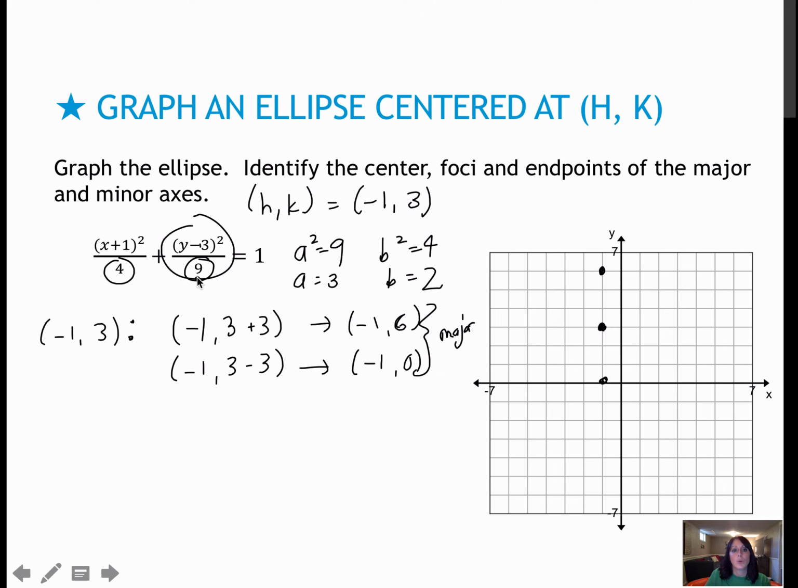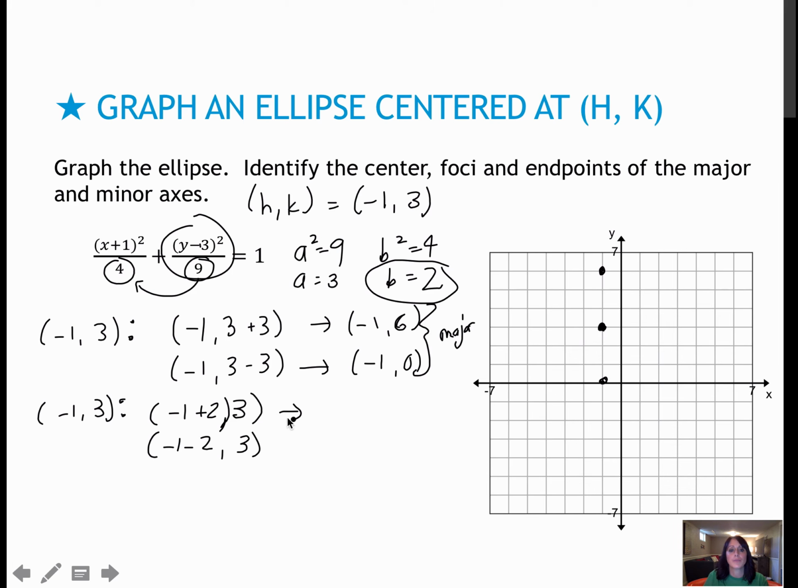For the minor, we would now look at the x value. So we would change the x value by b. So my -1, 3 is now -1 plus 2, comma 3, and -1 minus 2, comma 3. So -1 plus 2 is 1, comma 3, and -1 minus 2 is -3, comma 3. I can then connect those dots, and that's the ellipse.